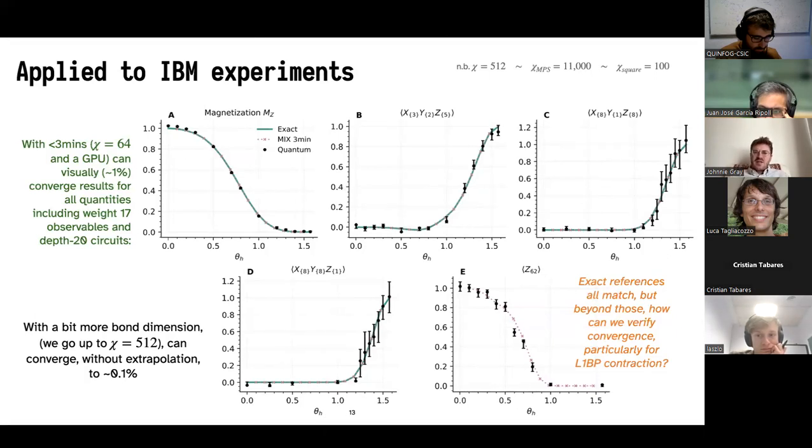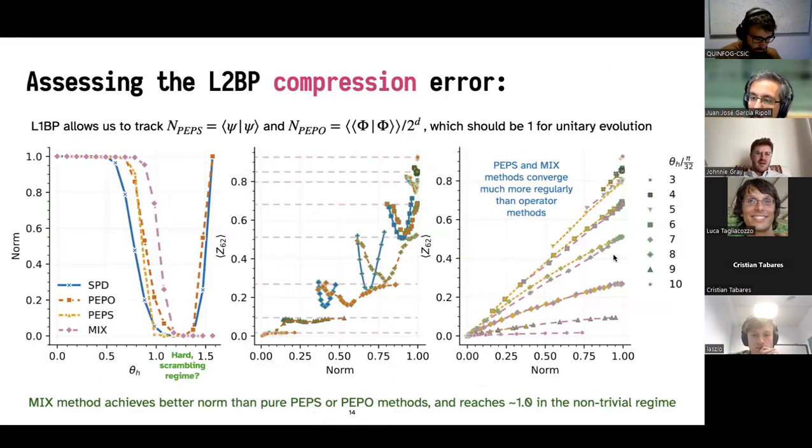So for all of these accessible regimes, we can match the exact quantities where we have them. In this regime, we don't have exact numbers, and it's a heuristic method. So how do we assess convergence and accuracy, particularly for this kind of L1 BP contraction that is quite a novel thing? And that's a lot of what we do in the paper.